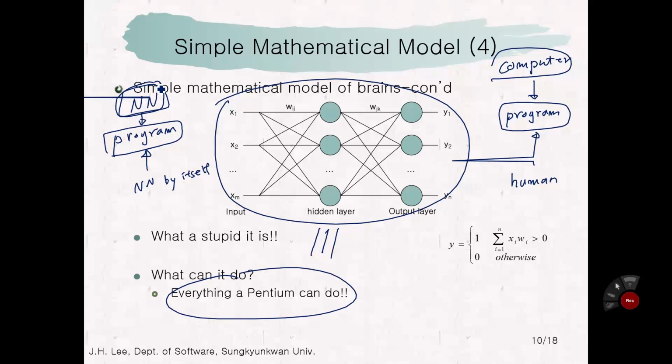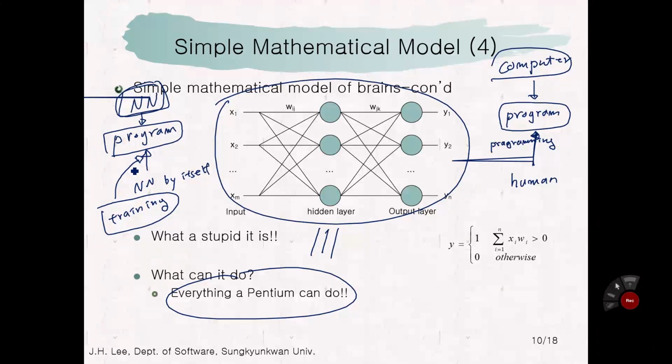The process to make a program is called programming, right? Then on this side, the process to make a program is called training. Training. Is the n one or two? One, right? Training. The process to make a program for a neural network is called training.